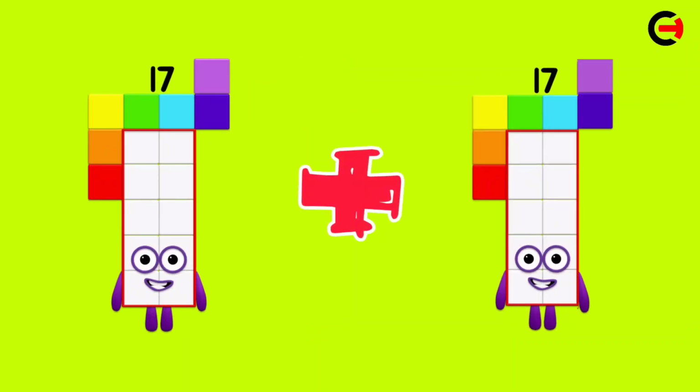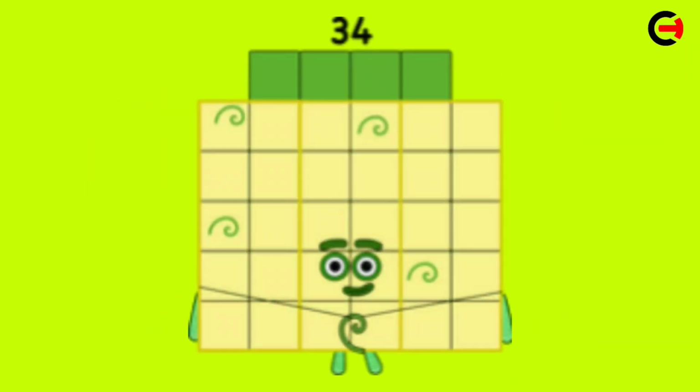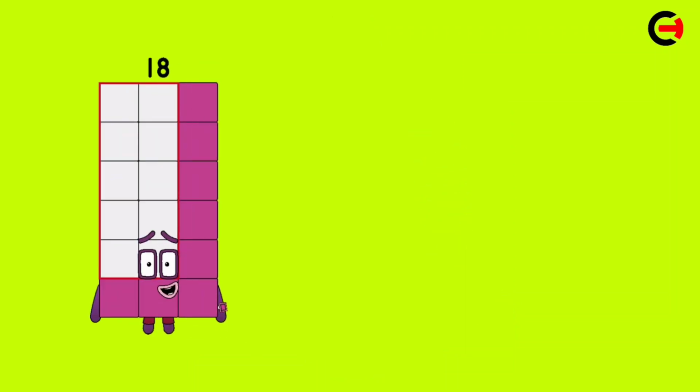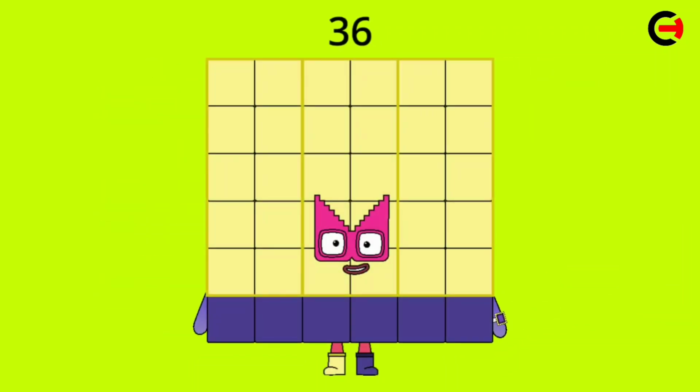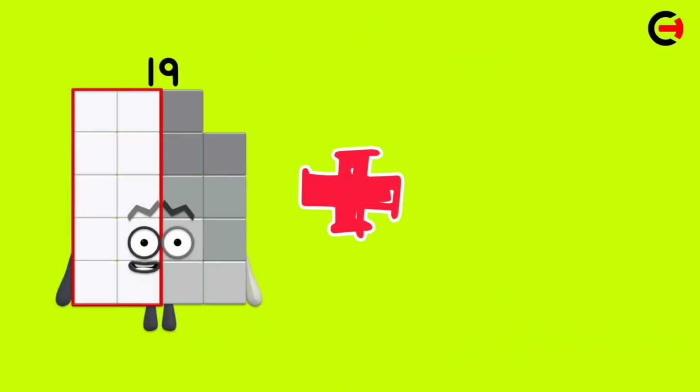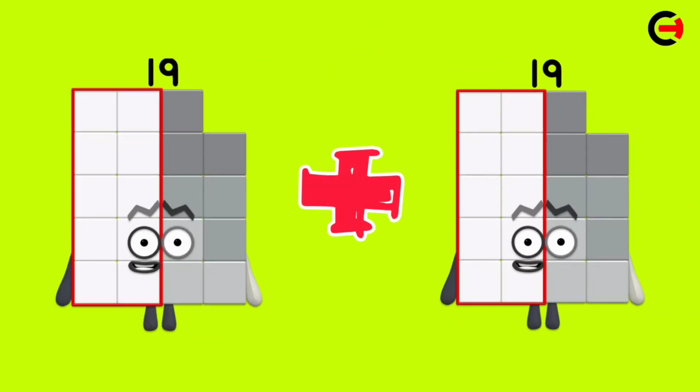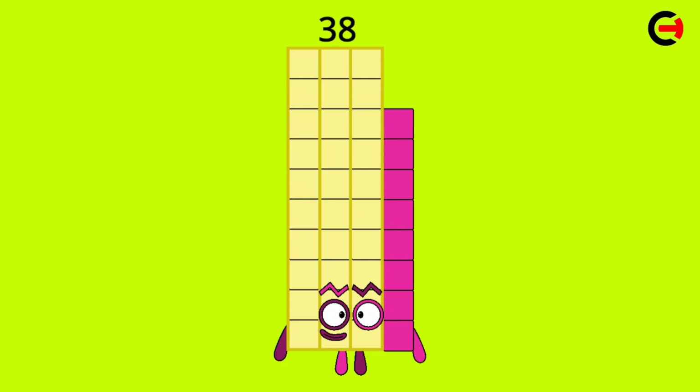17 plus 17 is equal to 34. 18 plus 18 is equal to 36. 19 plus 19 is equal to 38.